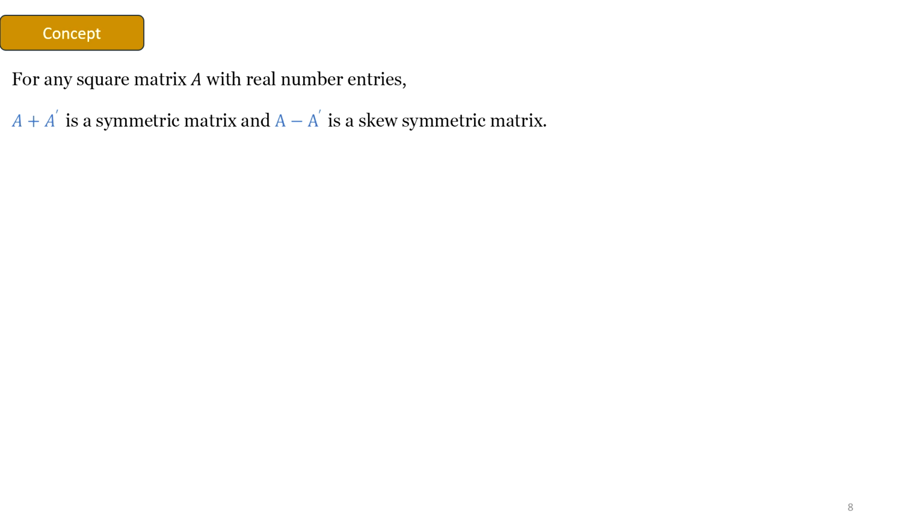Concept. For any square matrix A with real number elements, A plus A transpose is always a symmetric matrix. A minus A transpose is a skew symmetric matrix. Any square matrix can be expressed as a sum of symmetric and skew symmetric matrix. Sum number 3. Express the given 3 by 3 matrix as a sum of symmetric and skew symmetric matrix.